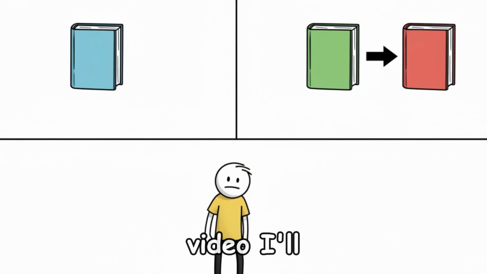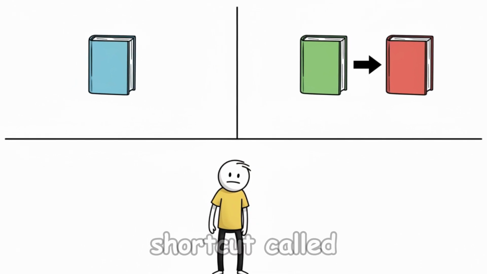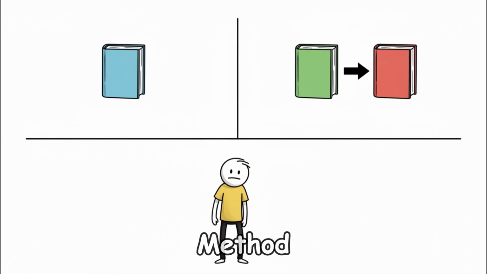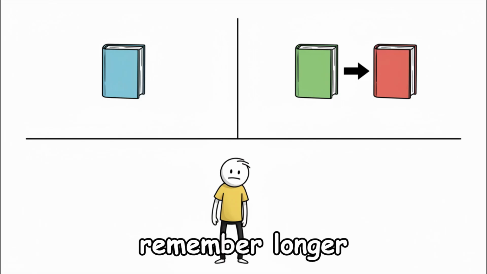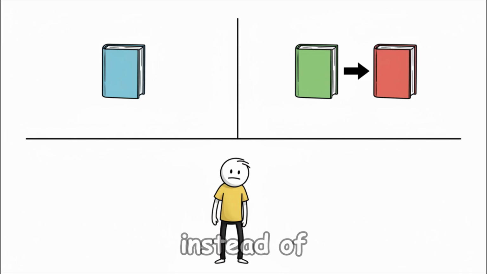In this video, I'll show you a simple, science-backed shortcut called the contrast method. It helps your brain understand faster, remember longer, and actually see what matters instead of memorizing blindly. No complex systems, no fancy tools, just a small shift in how you compare ideas. Once you notice it, you'll wonder why no one taught you this earlier.